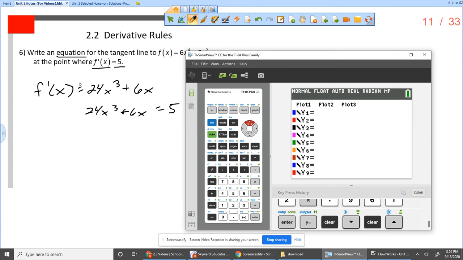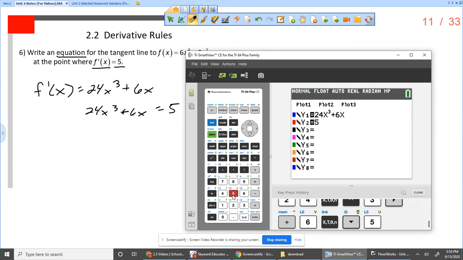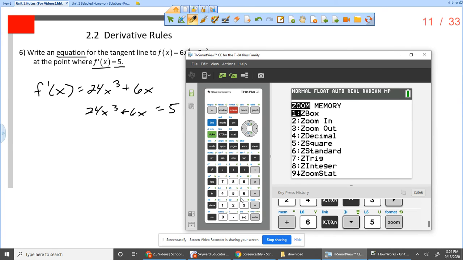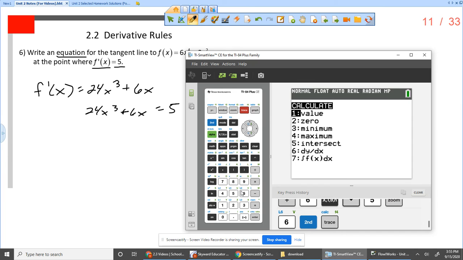All right, so I've got my calculator here. And I'm going to graph 24x cubed plus 6x, and I'm going to set that equal to 5. So I'm going to graph y equals 5. All right, and so if I'm on my standard window, I'm going to see that intersection. And so how do we find that point of intersection? I take second trace and I use number 5, right?